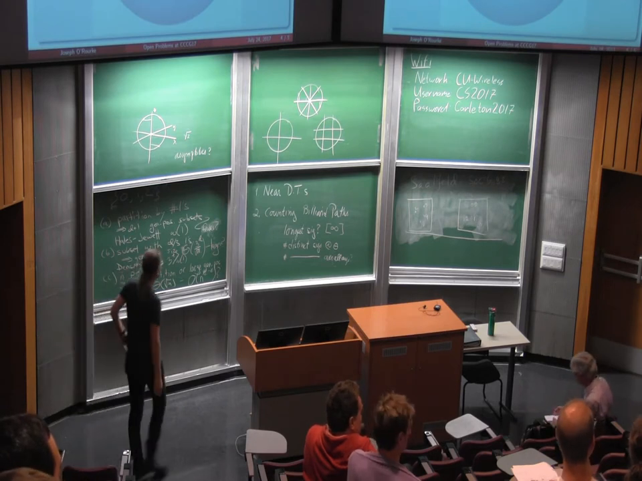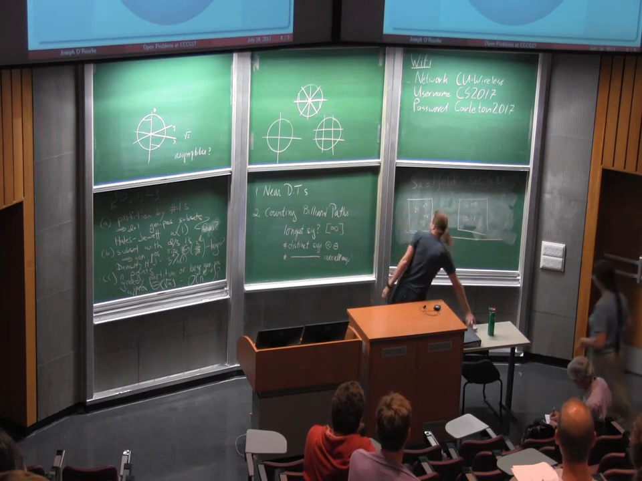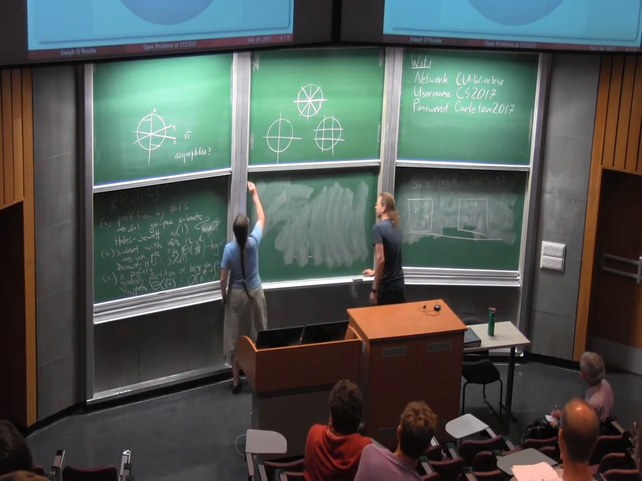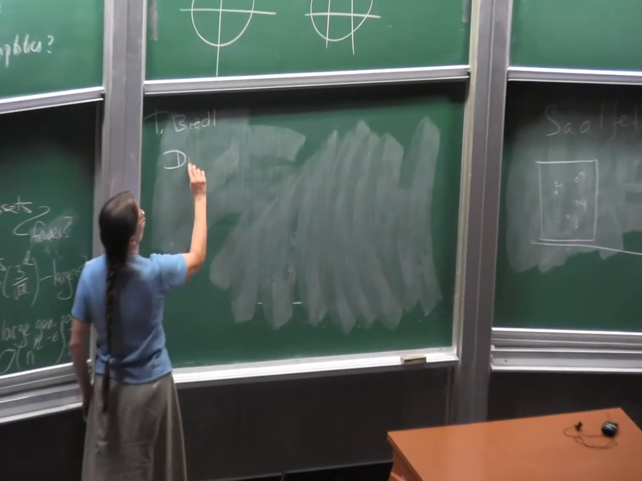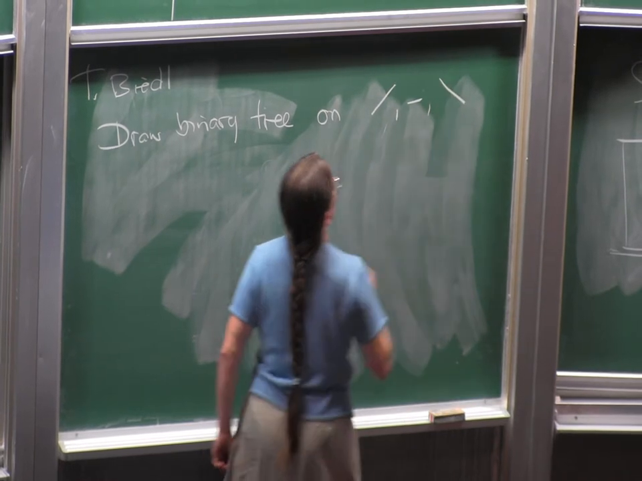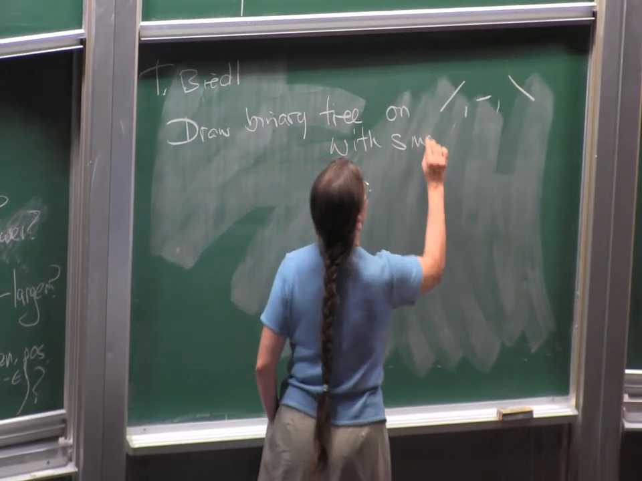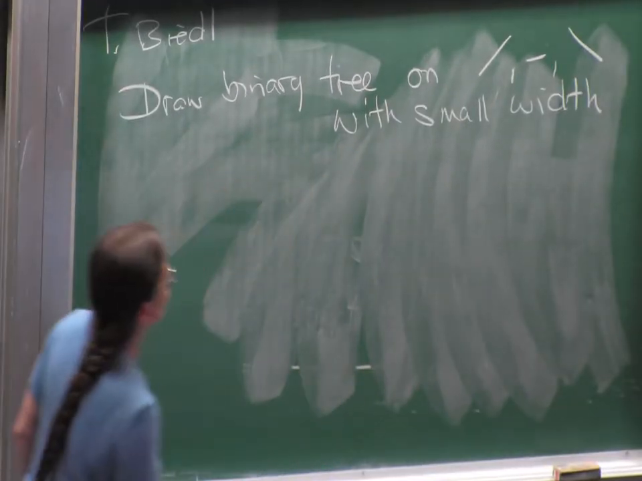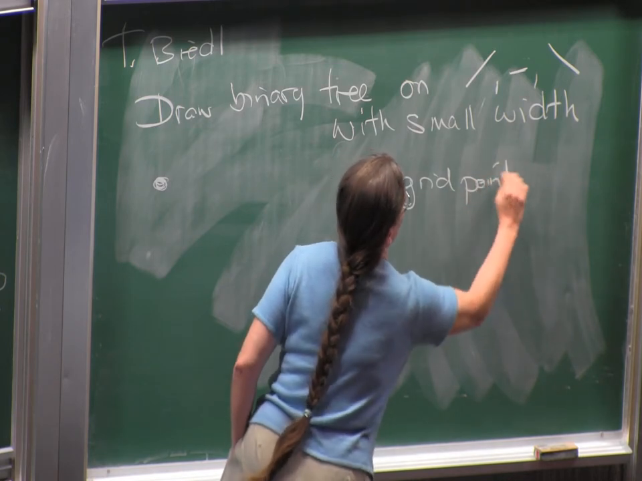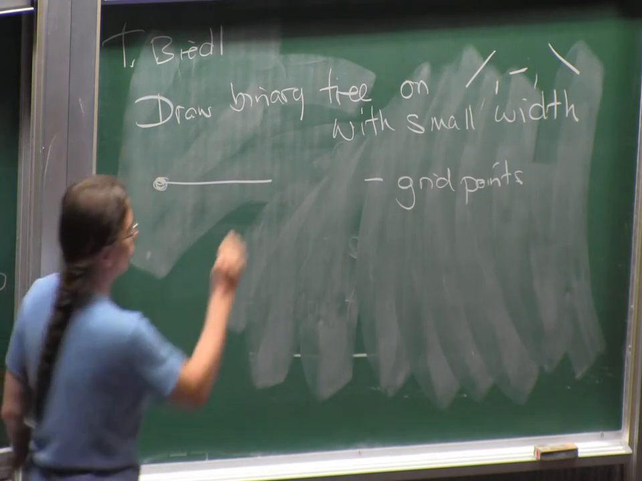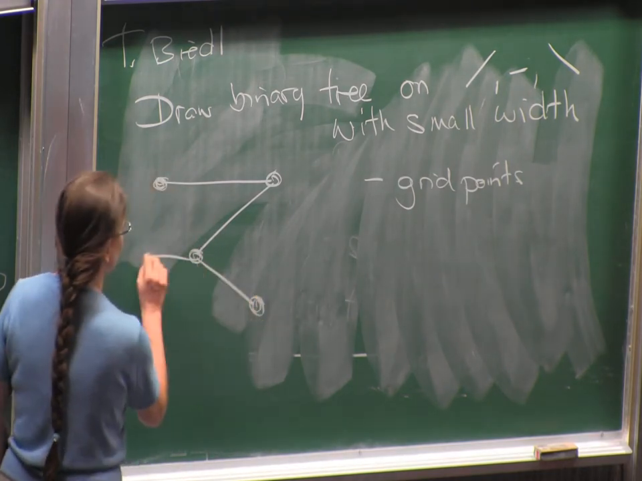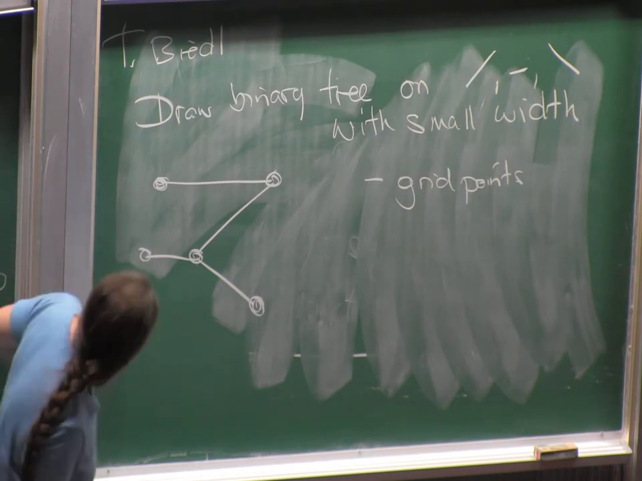So I want to draw a binary tree. You have a binary tree, and I draw it in the usual way. I have my vertices, and I'm using grid points only to put the vertices. Any edge that I'm going to draw has to be either horizontal, vertical, or diagonal in one direction, or the other diagonal direction. So that, for example, would be a tree drawing as I want it, presuming all these points are integers.